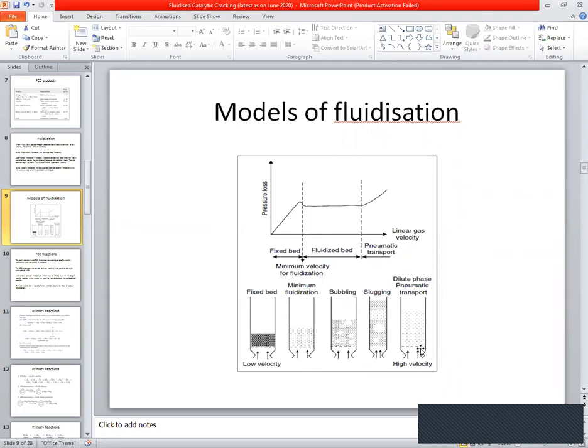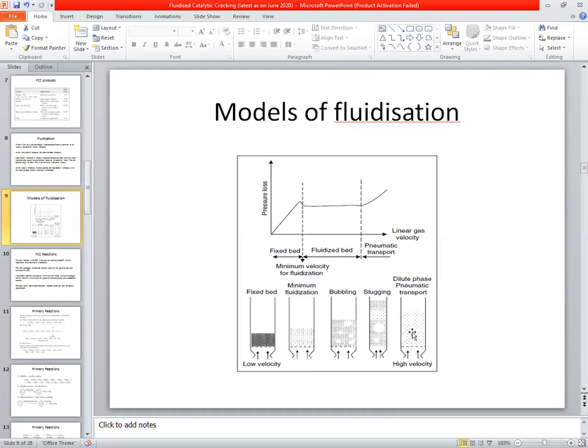And at high velocity, the bubbles and slugs disappear. Here we can say turbulent mode occurs. Normally in the catalyst regenerator, the catalyst is in turbulent mode so that the combustion is very high and uniform. All the catalyst particles will be uniformly heated and the coke will be removed.